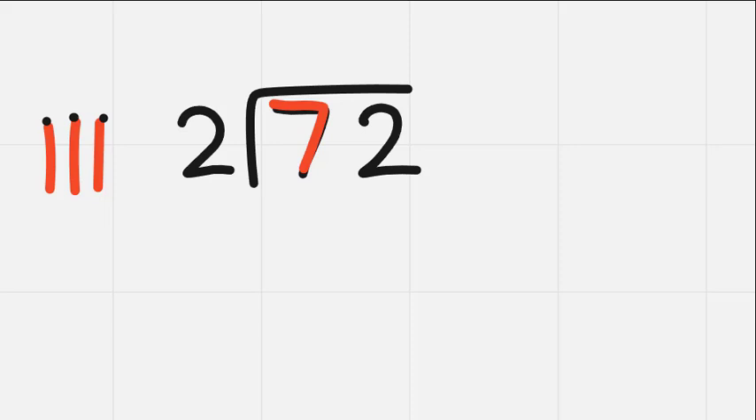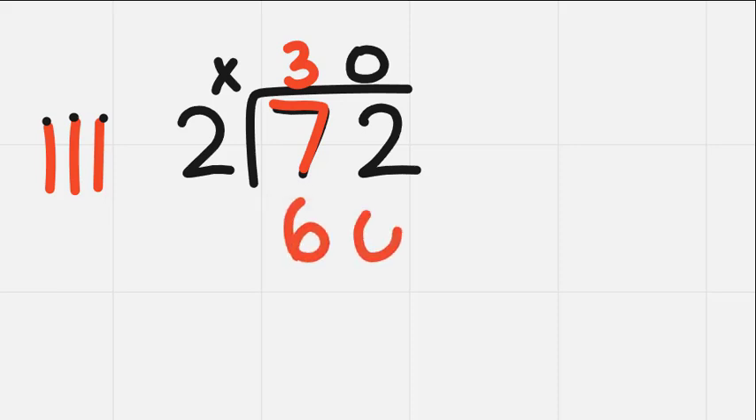Now, we're going to take that 3 and we're going to put it up top. Now, that's not a 7, that's actually a 70 because it's in 72. So we're going to put a placeholder next to it as a 0. So now we are going to multiply 2 times 30. And when we do that, 2 times 3 is 6. And then we add the 0. So we're going to subtract 60 because 2 times 30 is 60.